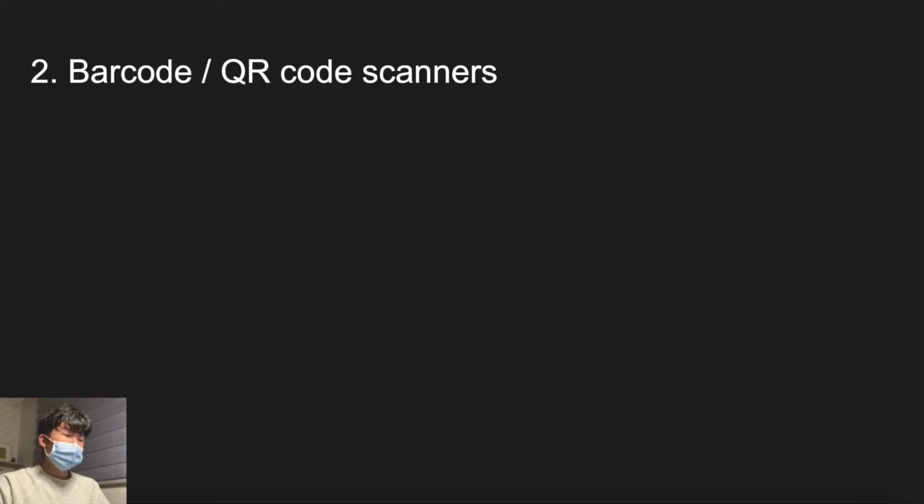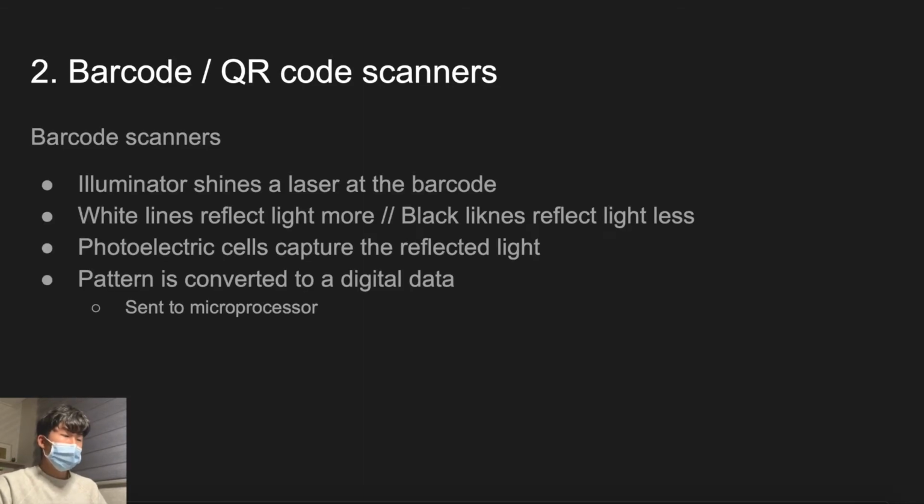The actual logic of scanning barcodes and QR codes is also identical, just some points needed for each device are different. To explain how a barcode scanner works, an illuminator shines a laser at the barcode, and in the barcode there are white lines and black lines. The white lines reflect light more and black lines reflect light less. If you study physics a little bit, you'll learn this in the thermal section, but it's just the way it is. The photoelectric cells capture the difference in reflected light, and that difference, which is the pattern, is then converted to digital data, and it is sent to the microprocessor for further usage.